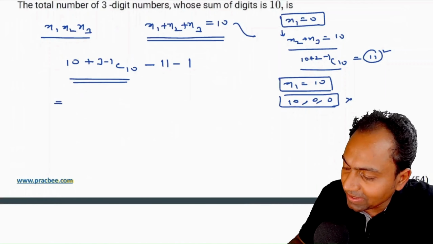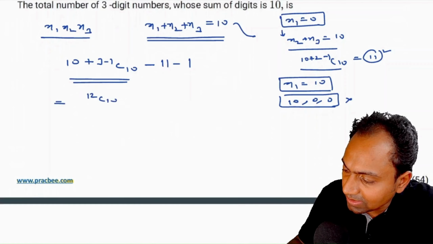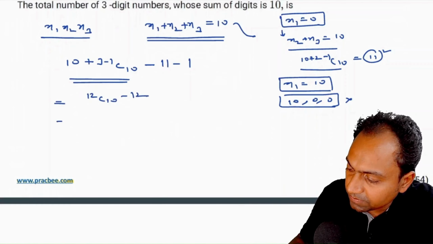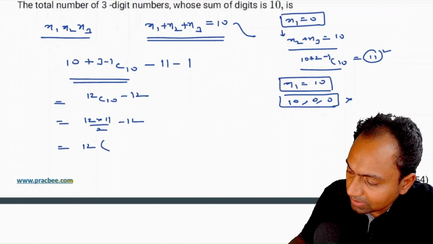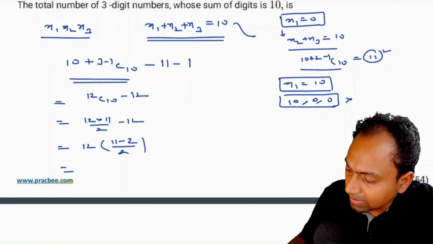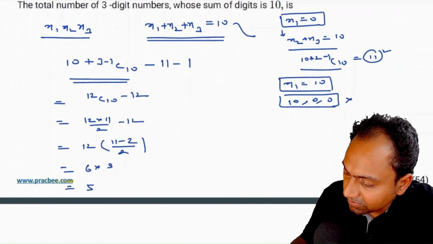If I remove these two cases, all the cases are relevant. And if I simplify this, this becomes 12C10 minus 12. So this becomes 12 into 11 by 2 minus 12. And if I take this 12 common, it is 11 minus 2 by 2. And this becomes 6 into 9, that is nothing but 54.